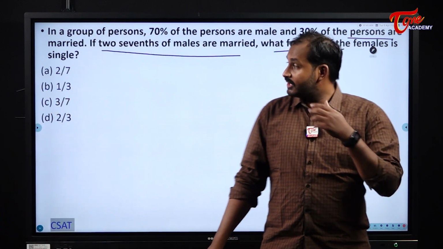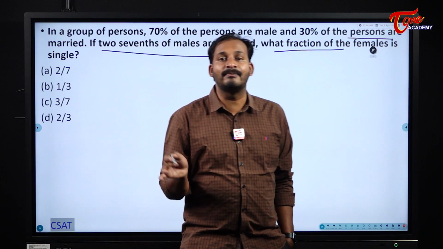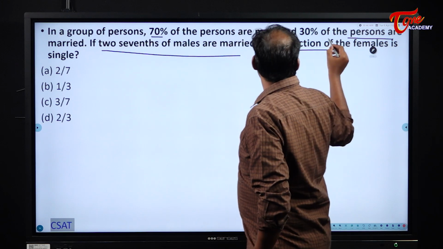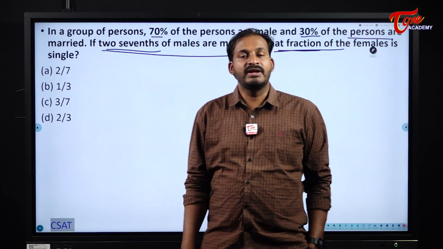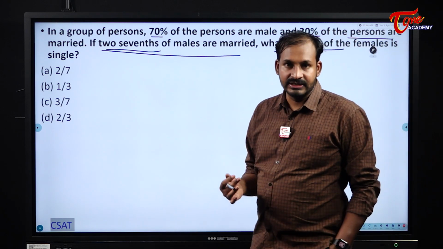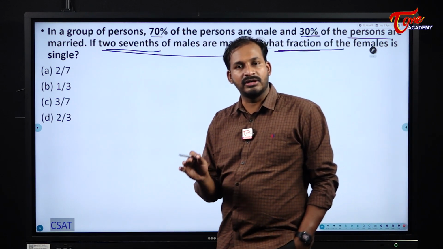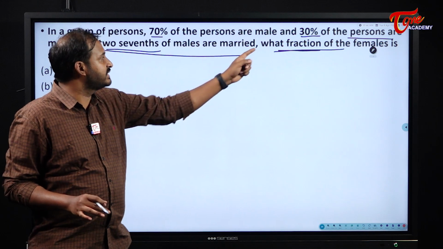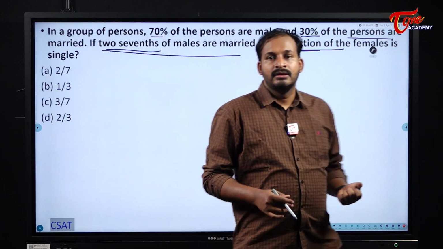See students, whenever you see these types of questions, you need to decide where you can make assumptions and where you cannot. If the question consists only of relations, such as 70%, 30%, and fractions like 2/7, then we can use the assumption. If any particular value is given in the question, you cannot make assumptions, and you should follow the traditional method. But here, the entire question consists of only relations: 70%, 30%, 2/7, and in the end they also asked what fraction of women are single.